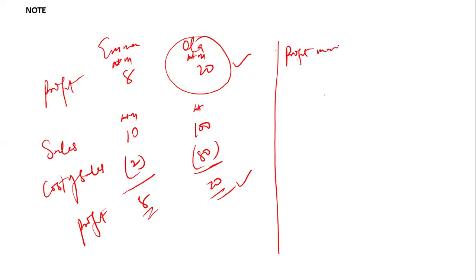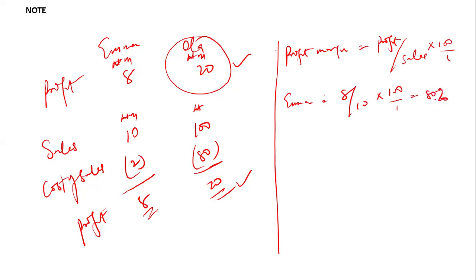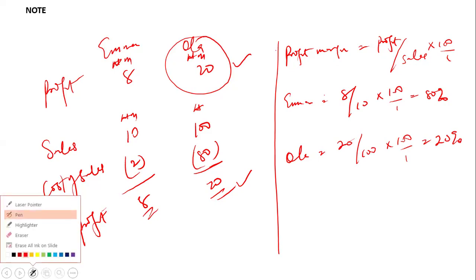Let's look at profit margin. That means profit over sales times 100 over 1. For Emma, profit is 8 over sales of 10 times 100 over 1. That gives us 80%. While that of Ola is 20 over 100 times 100 over 1. That gives us 20%.